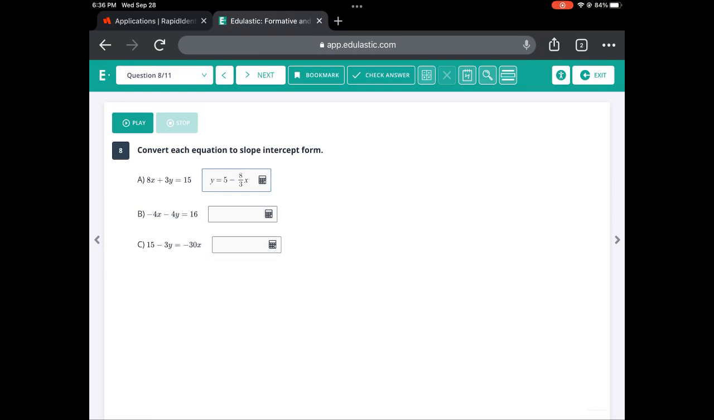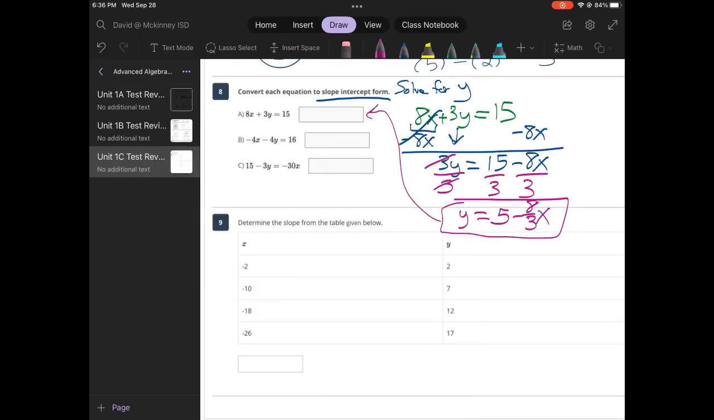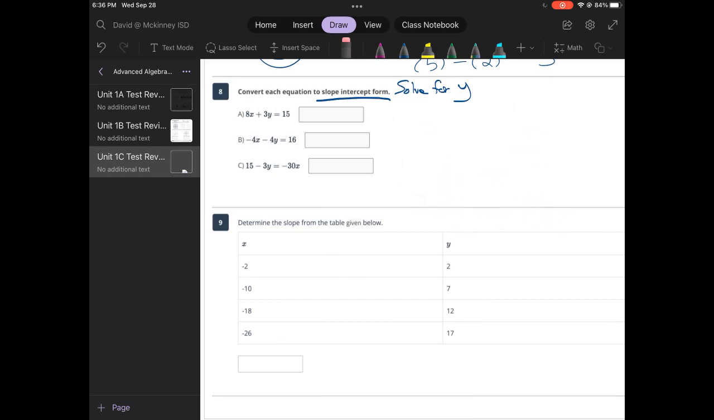Moving on to b. b is negative 4x minus 4y is equal to 16. Now, at this stage, it's important to say something about not forgetting your negatives. It's very common for students to get in a bit of a hurry here and accidentally lose track of a negative. Now, if you lose track of a negative, you will have this equation wrong, and you can miss a lot of credit on this test by losing track of your negatives. So we want to be very careful with this.